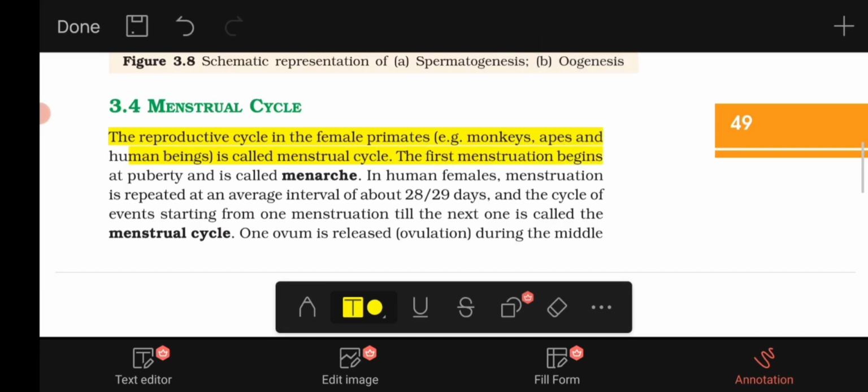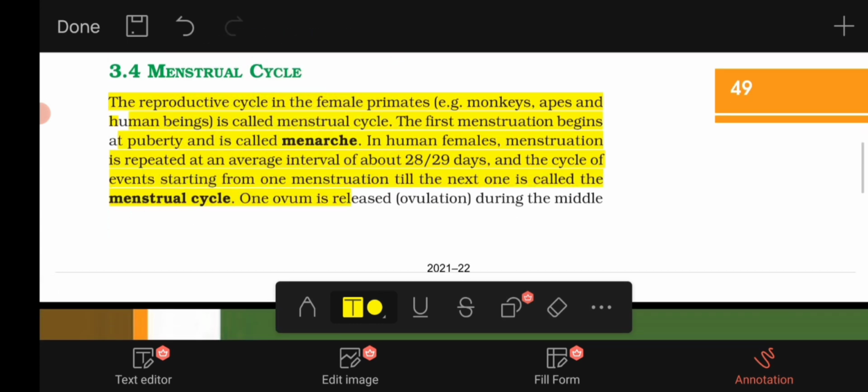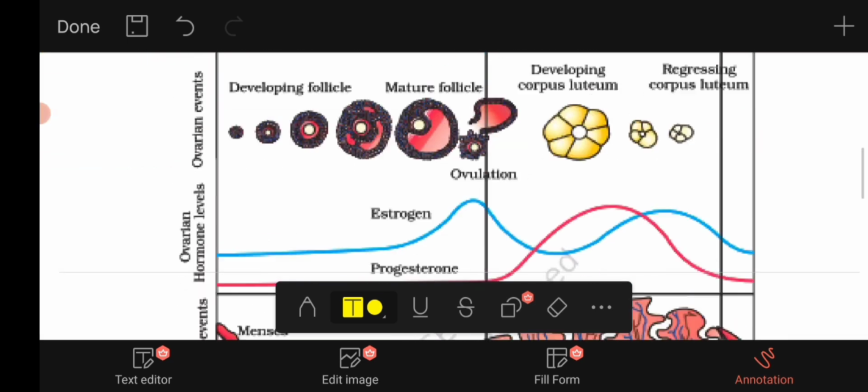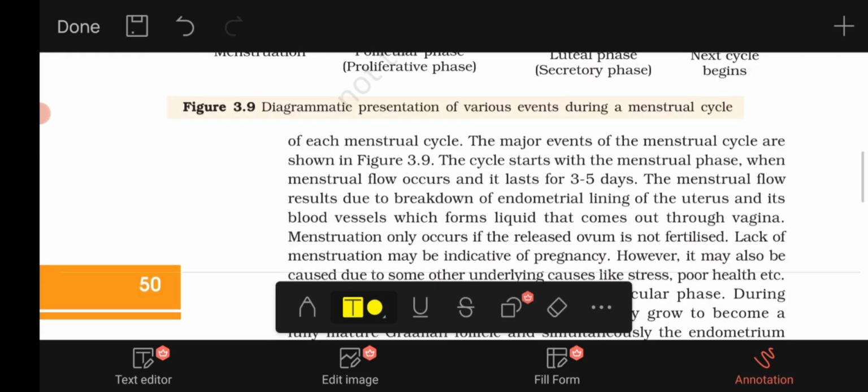The first menstruation begins at puberty and it's called menarche. In human females, menstruation is repeated at an average interval of about 28 to 29 days, and the cycle of events starting from one menstruation till the next one is called the menstrual cycle. One ovum or secondary oocyte is released, that is ovulation, during the middle of each cycle. Not necessarily the middle, because the duration might vary.